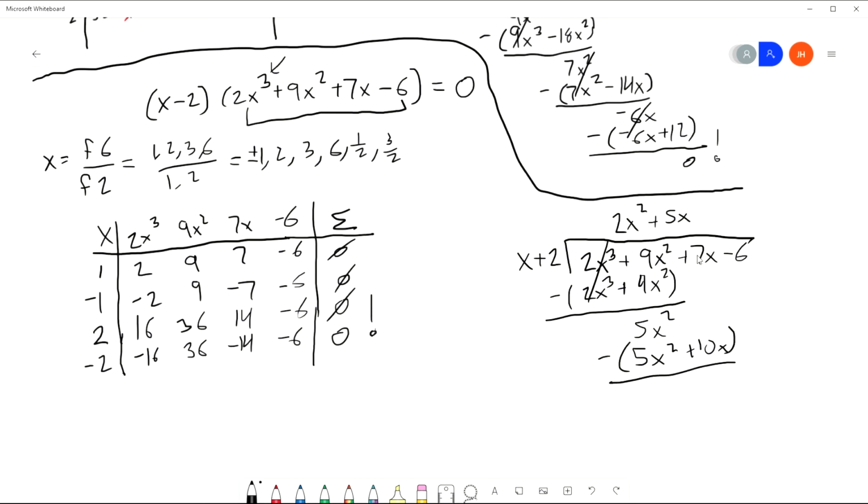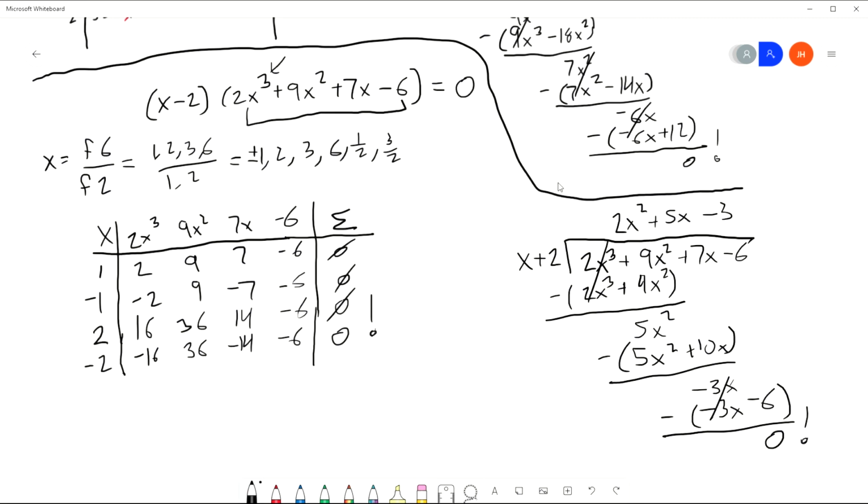Subtract that. 7 minus 10 is minus 3x. x times negative 3 is minus 3x, and negative 3 times 2 is minus 6. We're going to subtract that. These will cancel. What is negative 6 minus negative 6? Well, that's the same thing as negative 6 plus 6, which is 0. We did it, y'all.